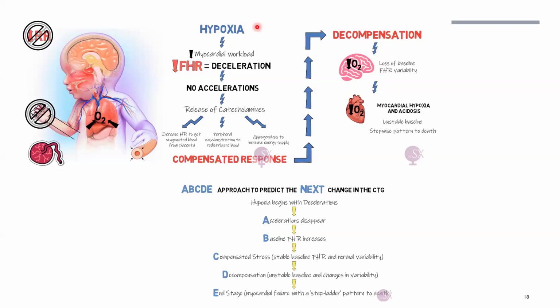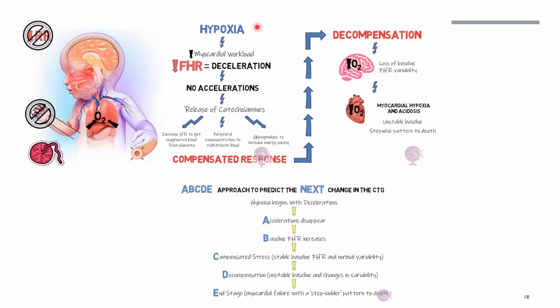reduced oxygen to the brain, the heart rate goes down. And then next is myocardial hypoxia and acidosis, which causes an unstable baseline pattern stepwise. And this is also known as a stepwise pattern to death. To make it easier to remember, just remember the mnemonic A, B, C, D, E.